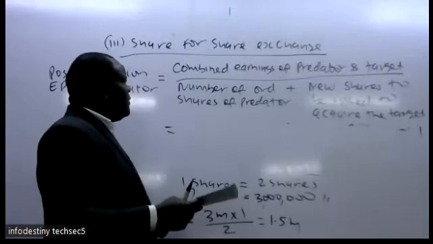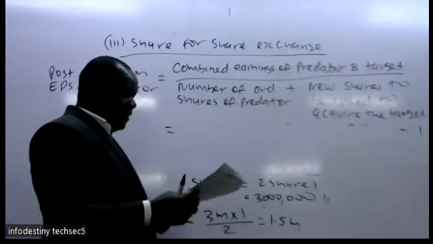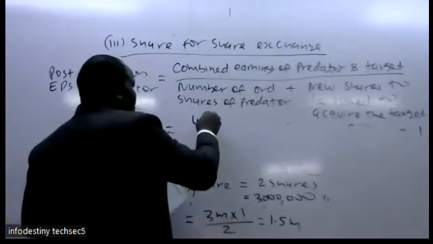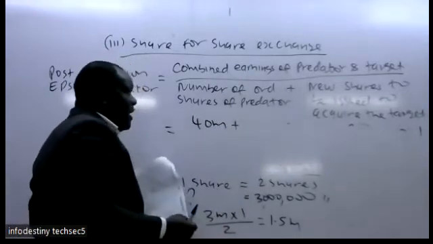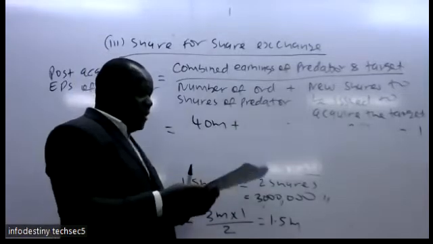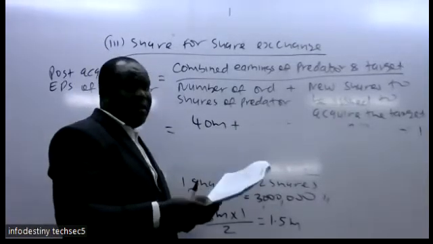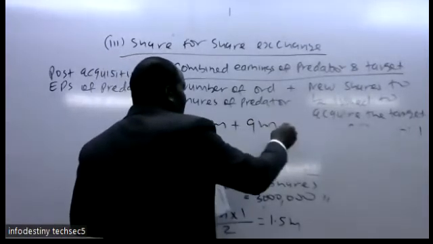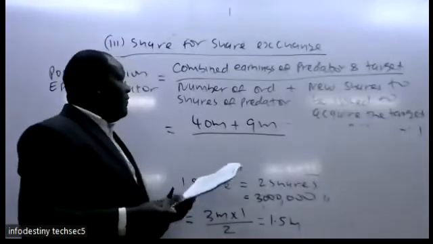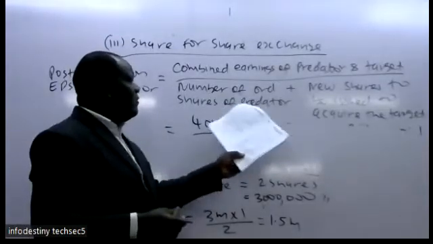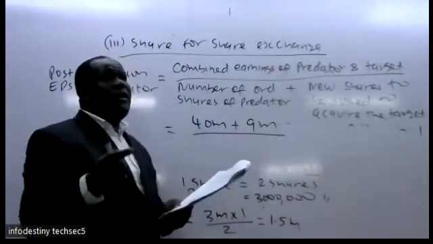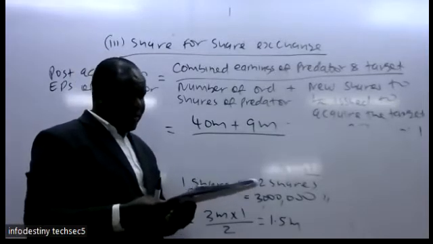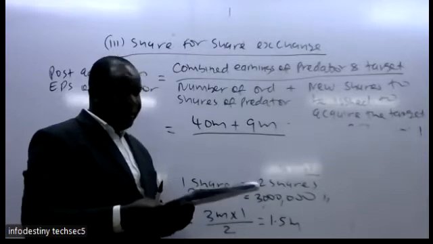In those net incomes, are you able to see the net income for A Limited? It is how much? 40 million. We add the net income of B Limited. Net income for B Limited is which figure? 9 million. Then we divide by the number of ordinary shares of the predator, A Limited. A Limited has how many ordinary shares?